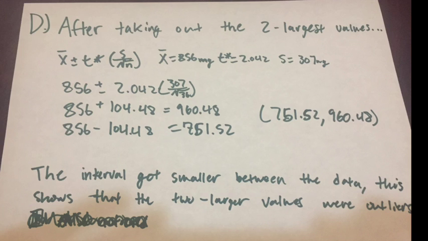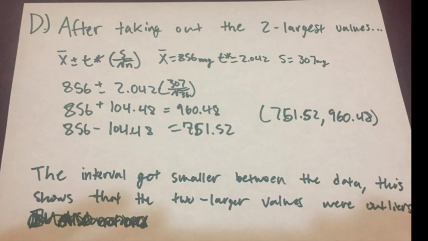Part D. Eliminate the two largest values and recompute the 95% confidence interval. What do you notice? So after taking out the two largest values, you do the same exact formula, which is the mean plus or minus t star times s over the square root of n. And the new mean, all you do is you go into your list and then you just take out the two largest ones and then you get the one variable statistics again. And so the mean equaled 856 milligrams, t star equaled the same, and the standard deviation is 307 milligrams.